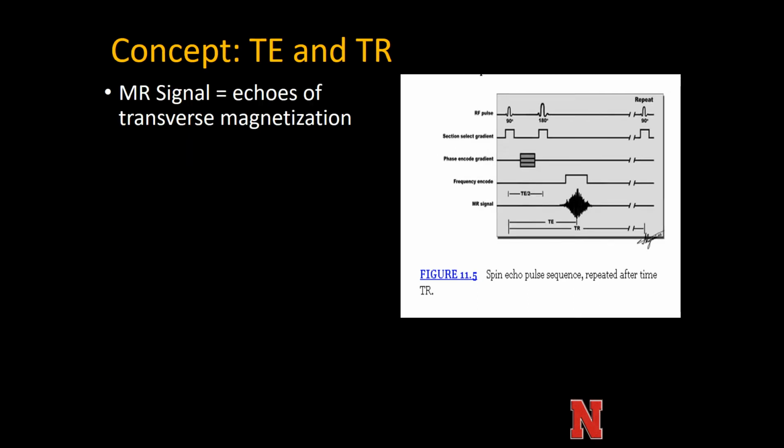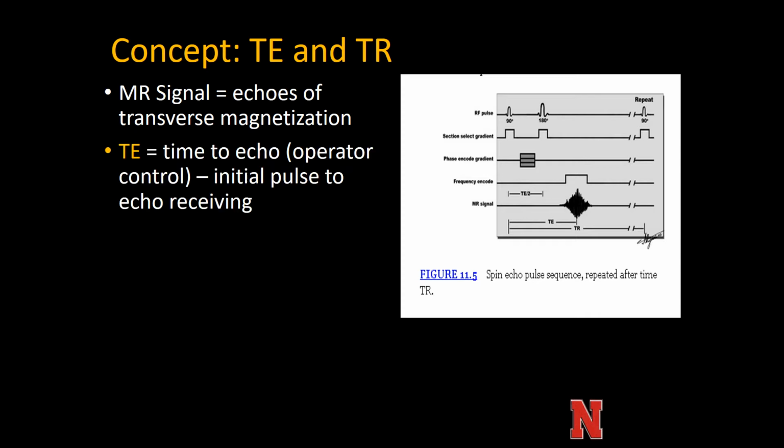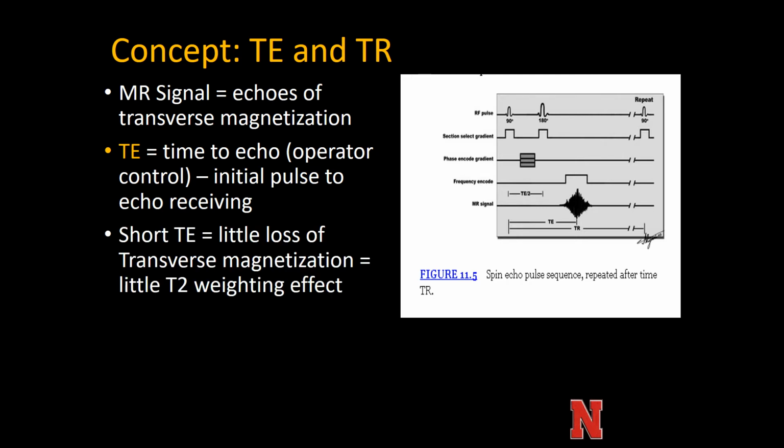To go back to the concepts of TE and TR that we initially discussed last time, I'd have you remember that MR signal is really just the echoes of the transverse magnetization created by the initial RF pulse. The TE is the time to echo. It's under operator control. It's the time from the initial pulse to the echo receiving. Short TEs mean that there's little loss of transverse magnetization, so there's little T2 weighting effect. So if you don't want much T2 weighting effect, you're going to have a short TE.